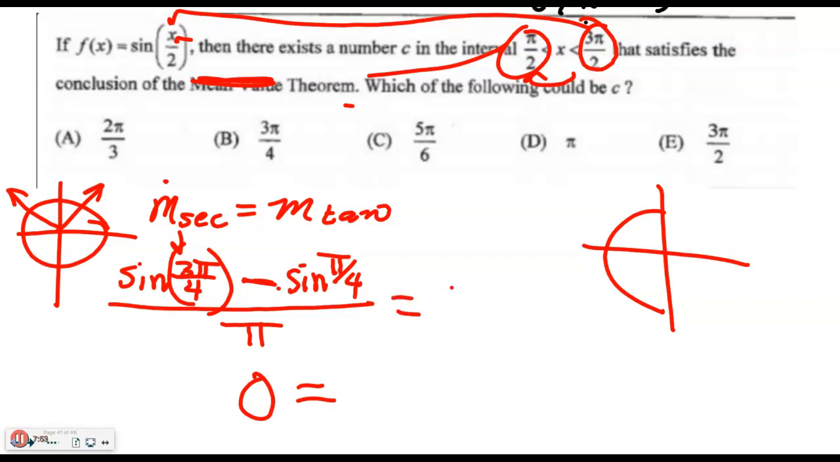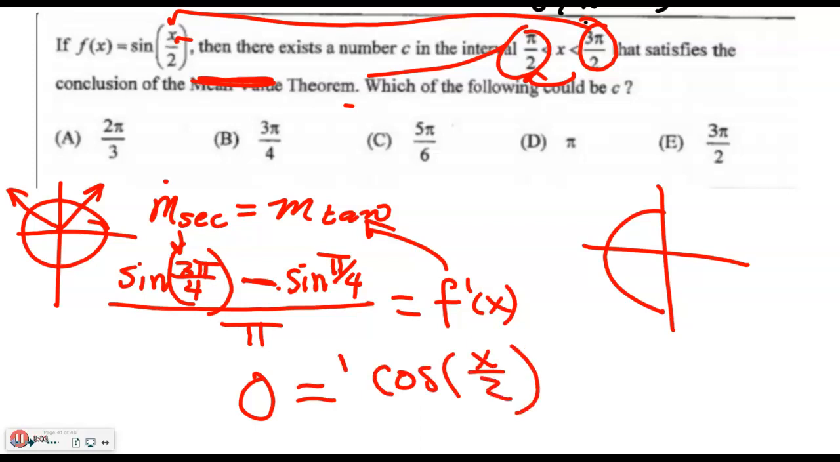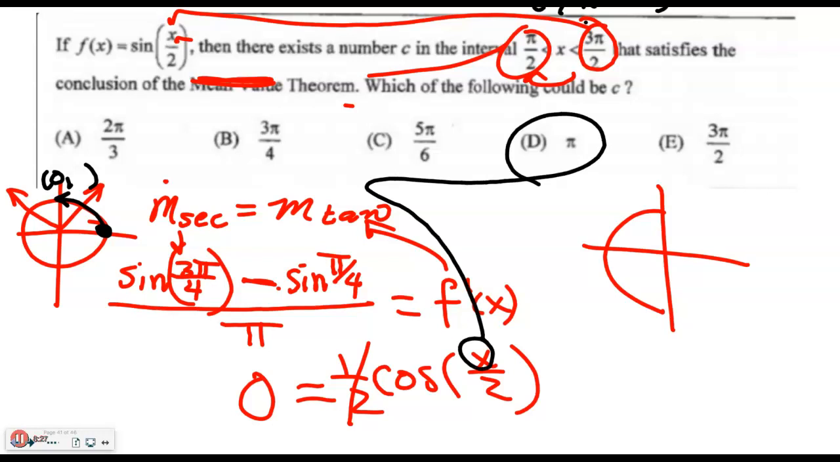On this side, I have to set it equal to the derivative. So that's what the slope of the tangent line is. That's a little chain rule. Cosine x halves, and then the derivative of the guts. Divide both sides by a half. And I need cosine of something over 2 to equal 0. Back to the unit circle. Cosine here is 1. Cosine here is 0. And that's pi over 2, right? So what does x have to be? Pi. Yep, the answer to that. It's over here. All right, how's that?